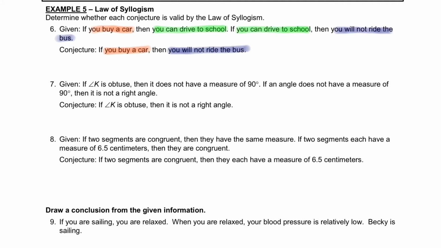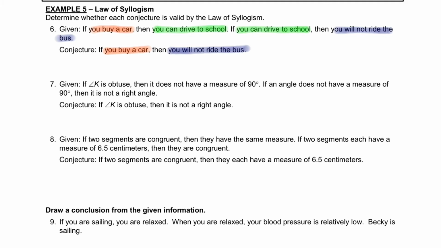Number 6 does fit the structure we're looking for. If I said it with P's and Q's, it would say, if P, then Q. The second statement would be, if Q, then R. And the conjecture would be, if P, then R. Or if you want to do it with the colors, it would be, if red, then green. Second statement would be, if green, then blue. The third statement, the conjecture, would be, if red, then blue.